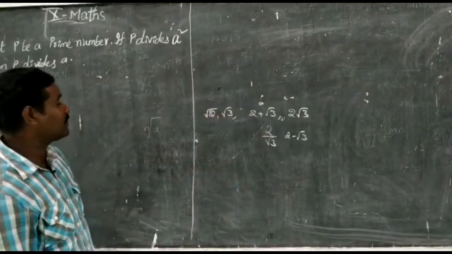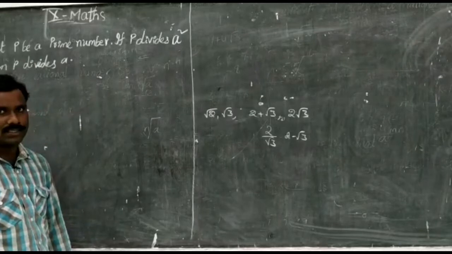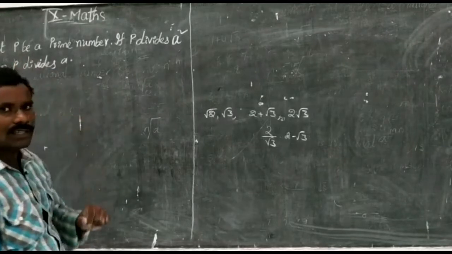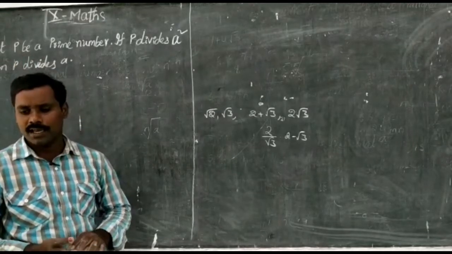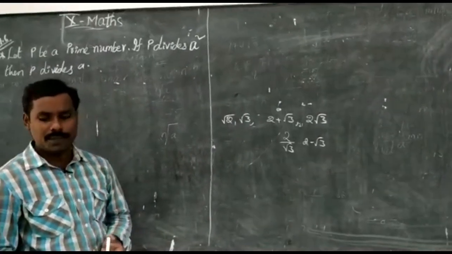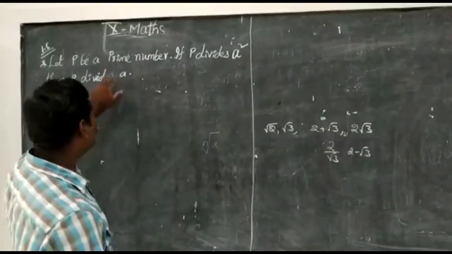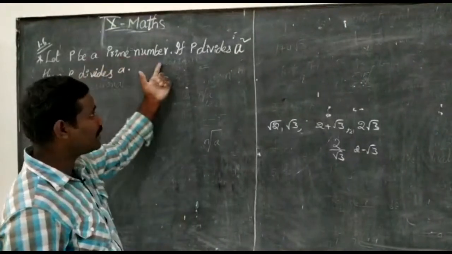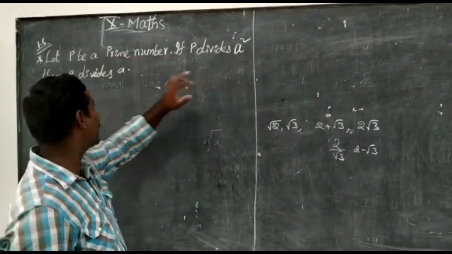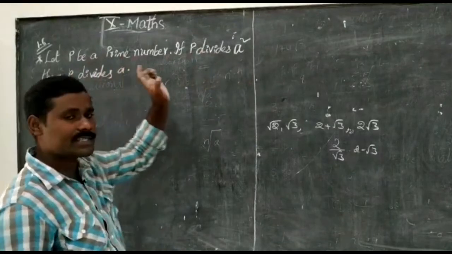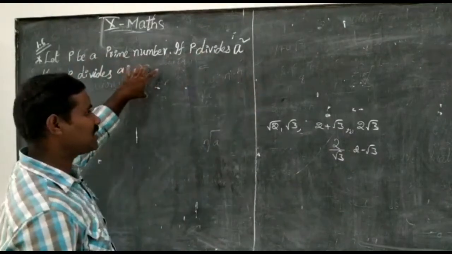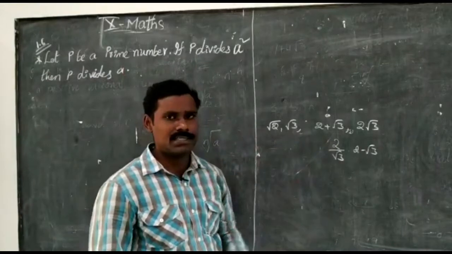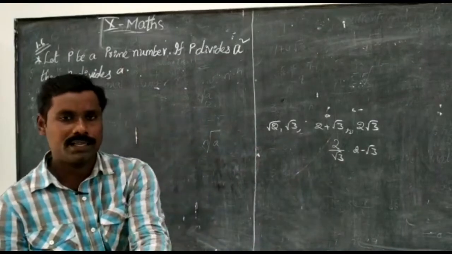Page number 13, theorem number 1.6. What is the 1.6 theorem? Let p be a prime number. If p divides a square, then p divides a. By using this theorem, you can complete these irrational numbers.